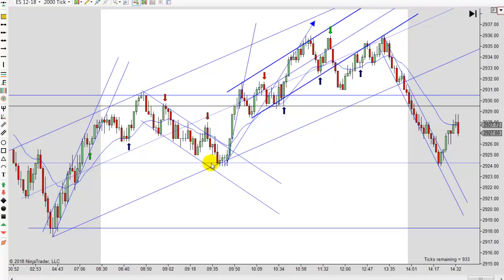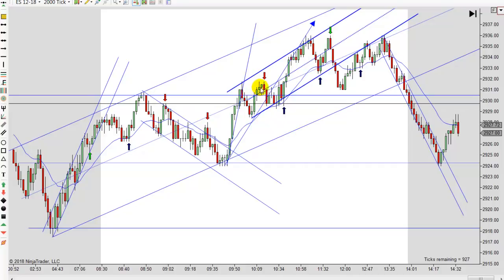And notice where this bounced. This is the midpoint, and this bounced right off the 50. So that's a 50% correction there, and then it bounced. And when you see that thing moving up, and if it keeps going higher and gets through up here, what you're going to do is look for that measured move and possibly start looking for longs.